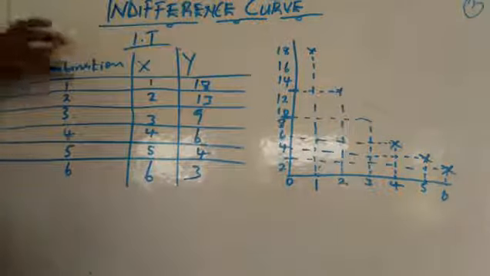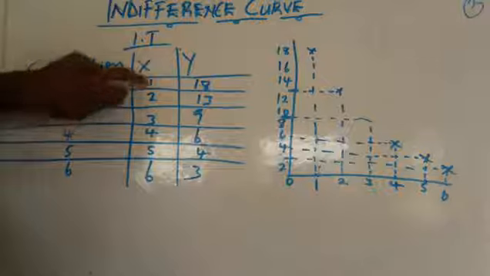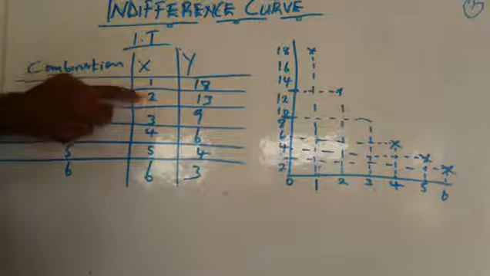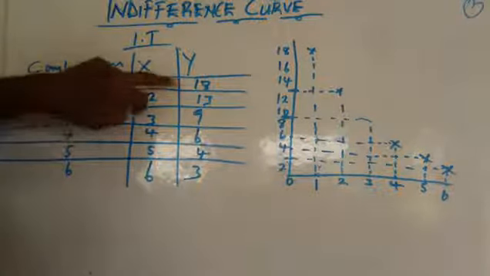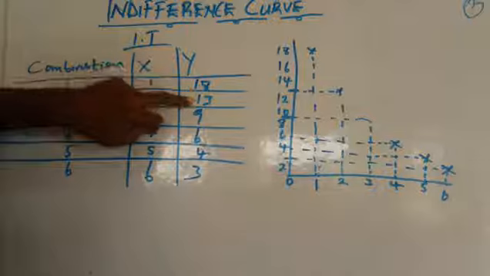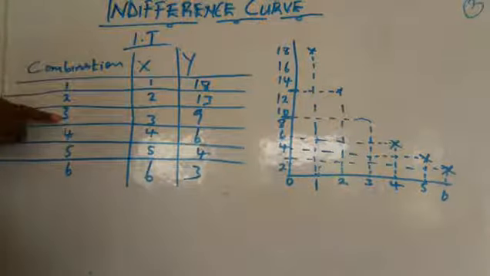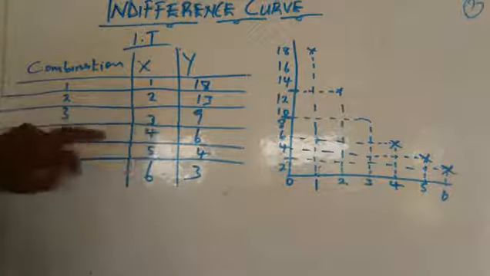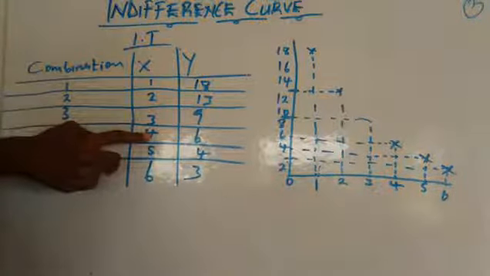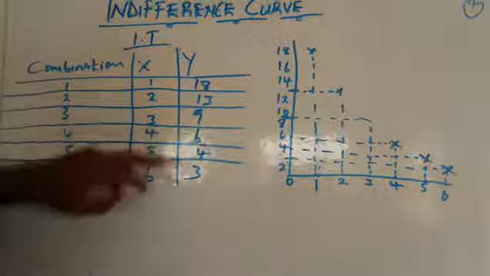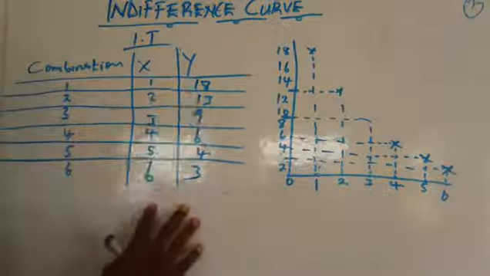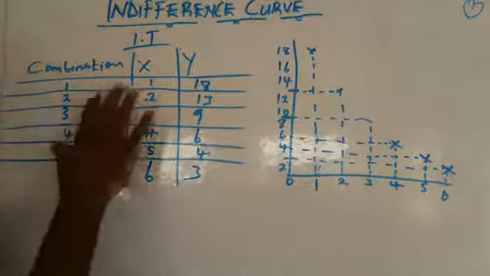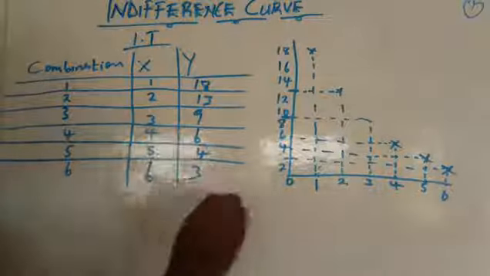I have a combination whereby I consume one commodity X and 18 commodity Y. And I have another combination where I consume two commodity X and 13 of commodity Y. Then I have another combination where I consume 3 of commodity X and 9 of commodity Y. Then I have a combination where I consume 4 of commodity X and 6 of commodity Y. If you look at all these combinations now, you can see that we have 6 combinations. And what we are trying to say is that all of these combinations give the same level of satisfaction.